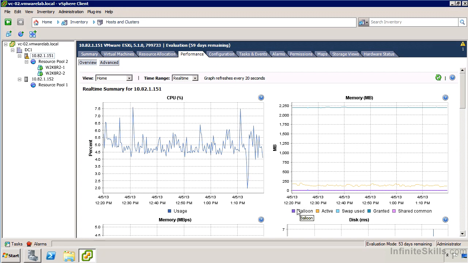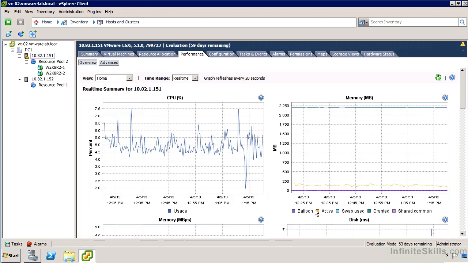The balloon driver, which is what we use to apply memory pressure to the guests in order to get them to free up memory. We can also see the amount of memory that's used. We can see how much swap is being used. But again, VMware strongly prefers to get the guests to do their own swap because they're going to have much more intelligent means to determine which memory is in use.